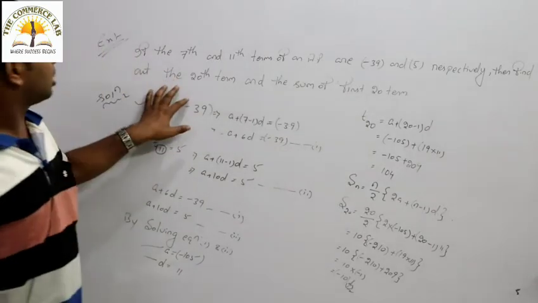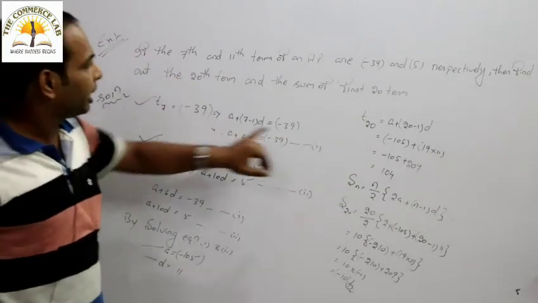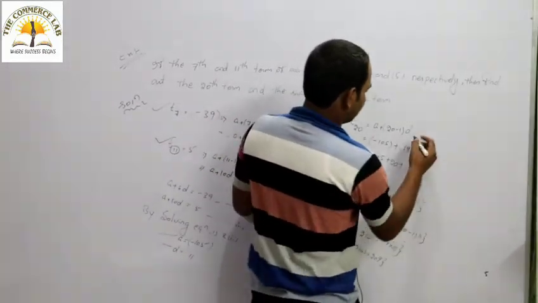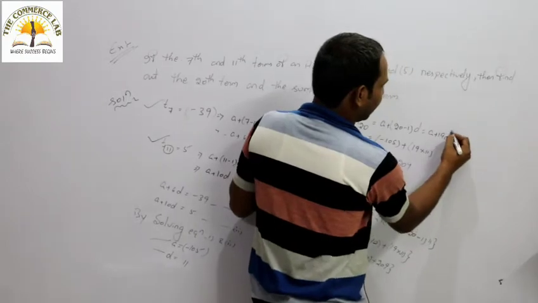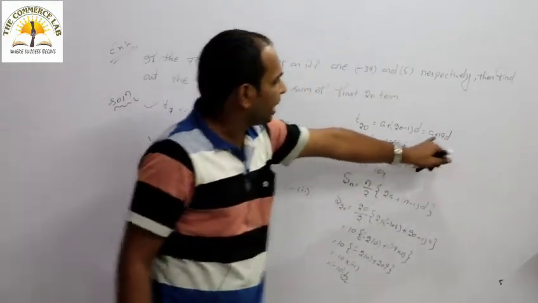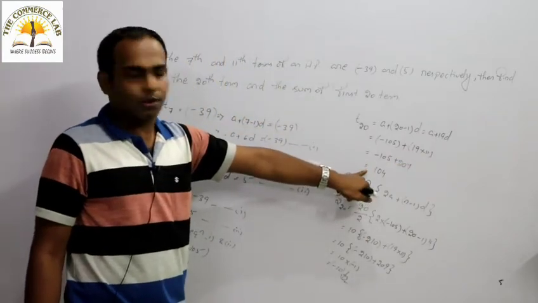The requirement is to find the 20th term, that is T20. So T20 equal to A plus 20 minus 1 into D, that means A plus 19D. So A is minus 105 plus 19 into D, which is 11. By solving this, T20 is 104.